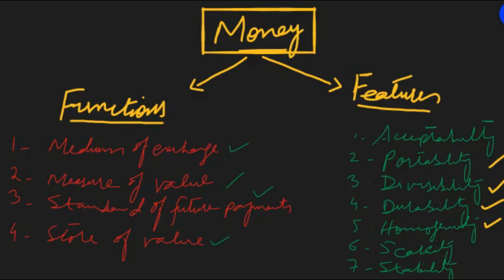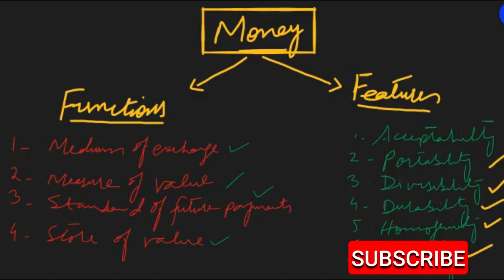Scarcity is another feature of good money. Scarcity means limited in supply. Everything that has limited supply has worth or value. Today we have different metals, precious metals. They include iron, silver, gold, diamond.